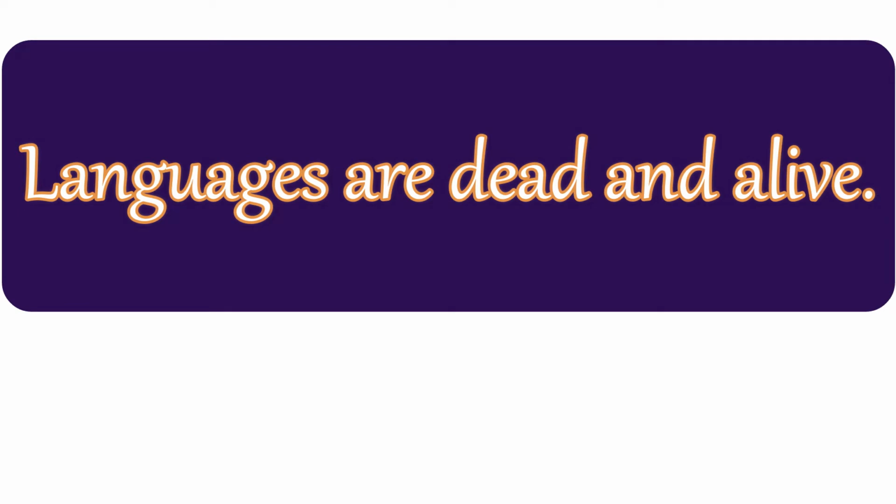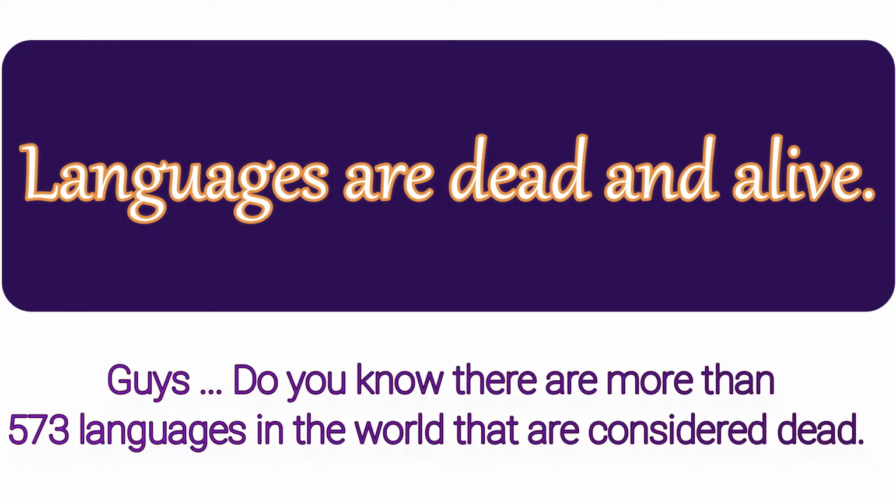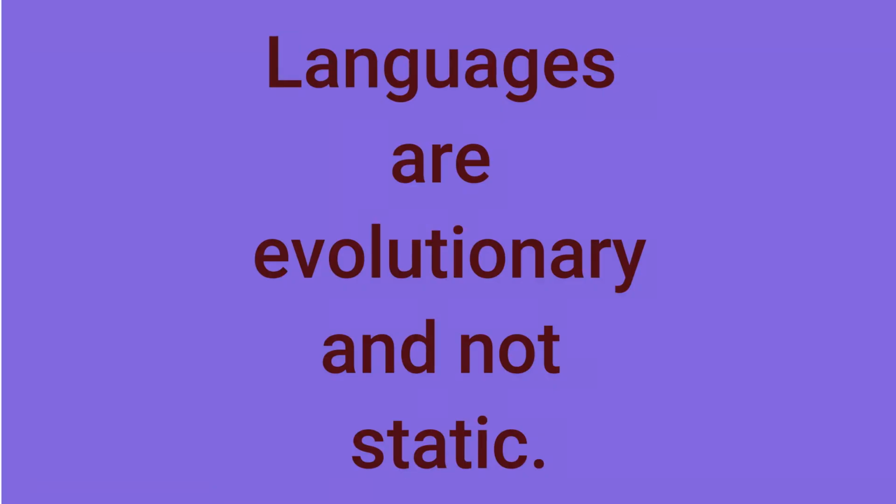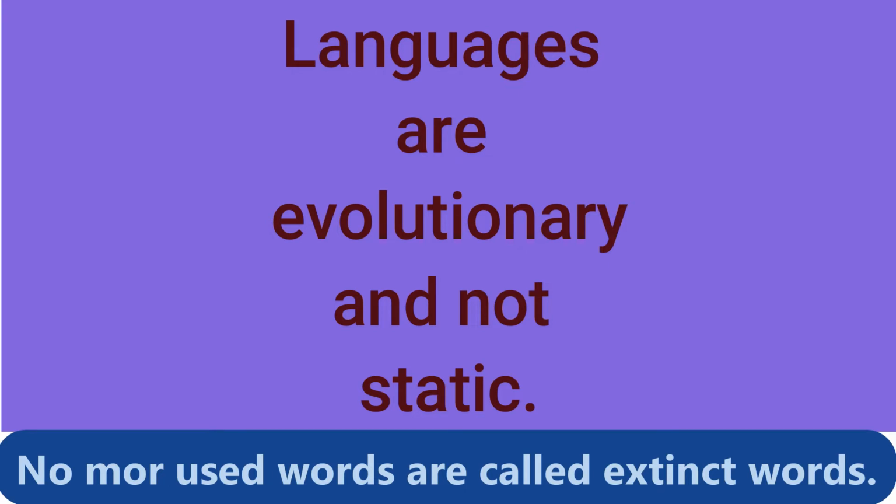In the same way, the languages are dead and alive, like human beings or animals or plants or trees, okay? Why? Because languages are evolutionary. They are not static. They are not at rest on a particular stage. They grow, they become old, and they die. Actually, I say that languages are evolutionary because new words keep coming in a language, and in the same way, some certain old words keep getting out of that language. Those words are, we can say that, expired words, okay?